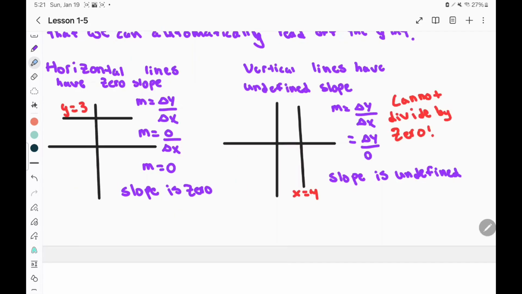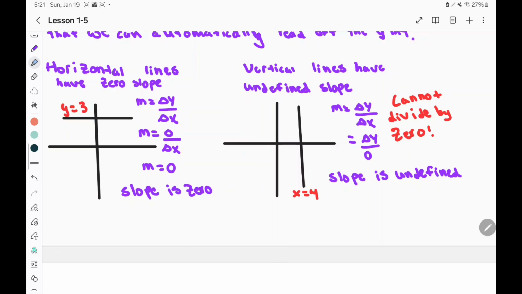Lastly, there are 2 special cases that we need to talk about, where it can be difficult or a little bit confusing to use the slope formula. Just remember that we have horizontal lines here. Remember horizontal, we can think horizon. So a horizontal line will always have a slope of 0.